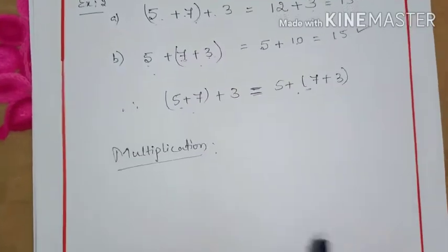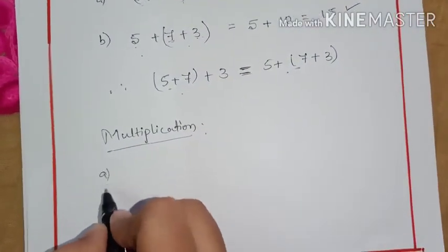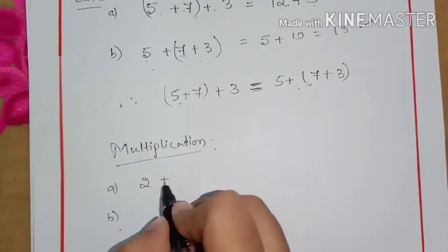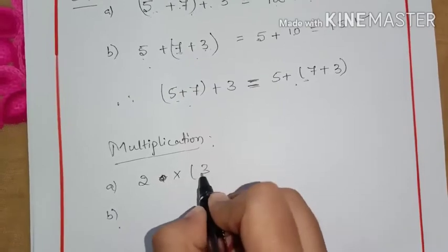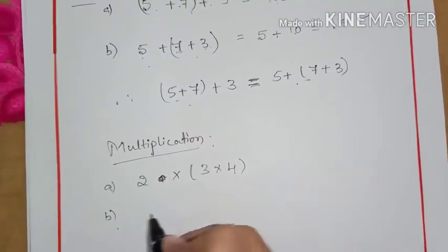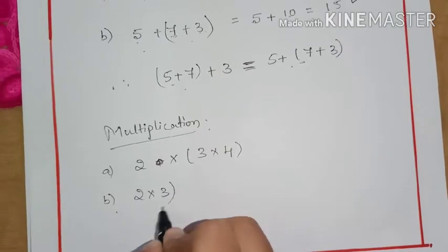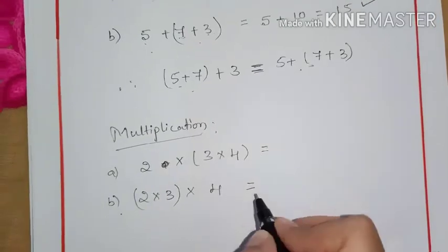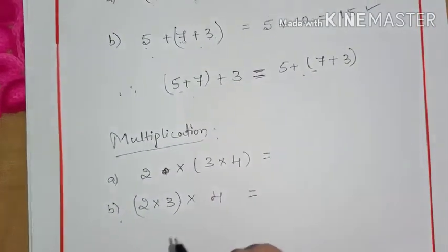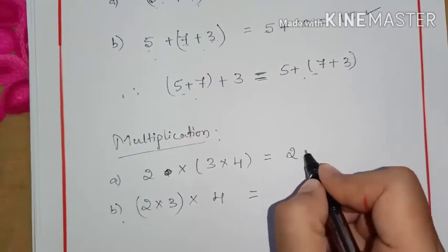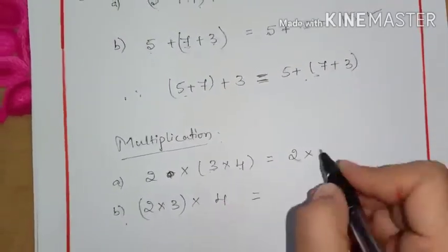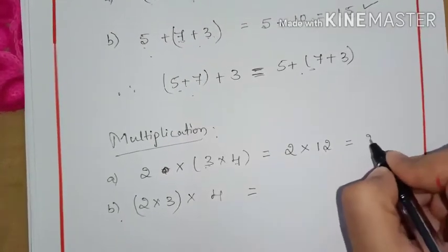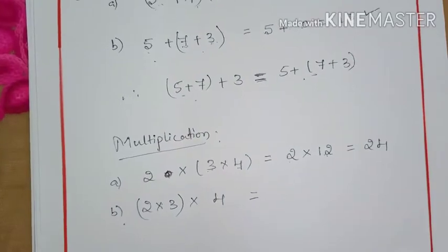Let me consider 3 numbers for this also. 2 into 3 into 4, and here 2 into 3 into 4 with the bracket on the other pair. Here also the same rule applies. What is inside the bracket, that you should solve first. So keep it as it is. 3 4s are 12. So 2 12s are 24, or 12 2s are 24.